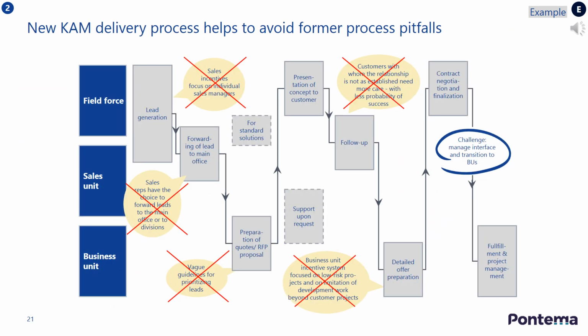When executed effectively, a new key account delivery process can help to overcome previous pitfalls in the process. For example, sales incentives focused on the achievement of specific account targets rather than on individual sales managers, or having head office prepare quotes as opposed to individual business units who may be working to different commercial policies. Take time to review the process steps and consider how they could be incorporated into your organization and where you may need to alter the process.